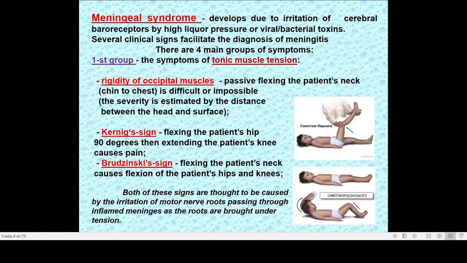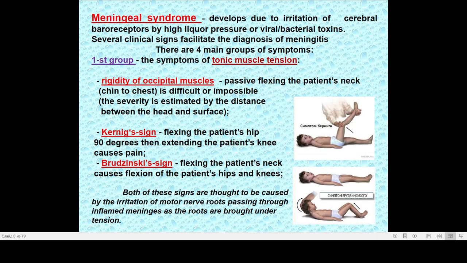The first group of signs is the group of tonic muscle tension. When students of every nation, every part of the world, try to describe meningeal syndrome, the standard answer usually includes rigidity of occipital muscles, Kernig sign, Brudzinski signs, and after that, that's all. But I'm very sorry, these are only the first group of signs associated with meningeal syndrome.